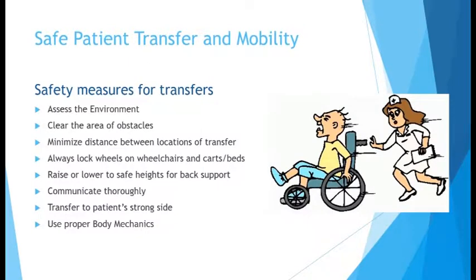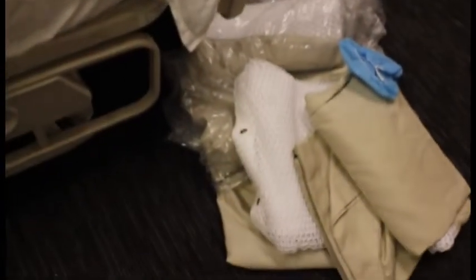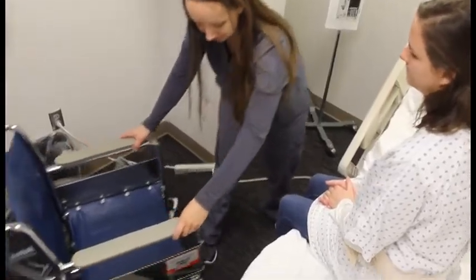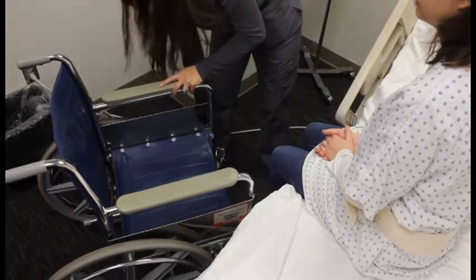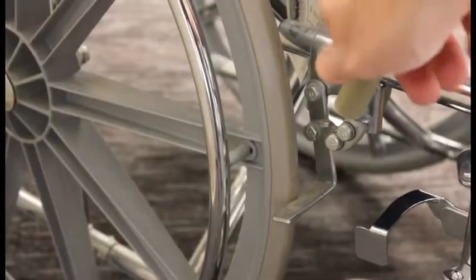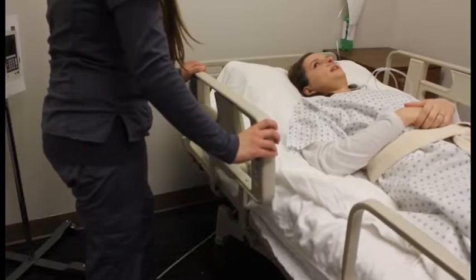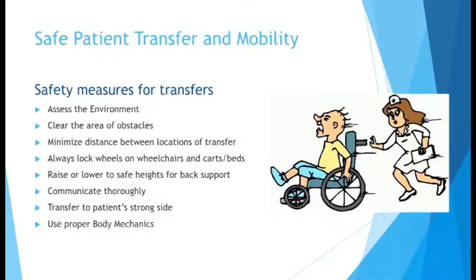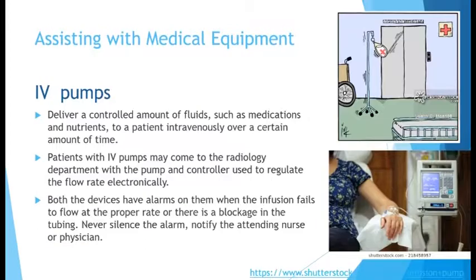Safety measures for transfers. Assess the environment. Clear the area of obstacles. Minimize distance between locations of transfer. Always lock wheels on wheelchairs and carts or beds. Raise or lower to safe heights for back support. Communicate thoroughly. Transfer to patient's strong side. Use proper body mechanics.